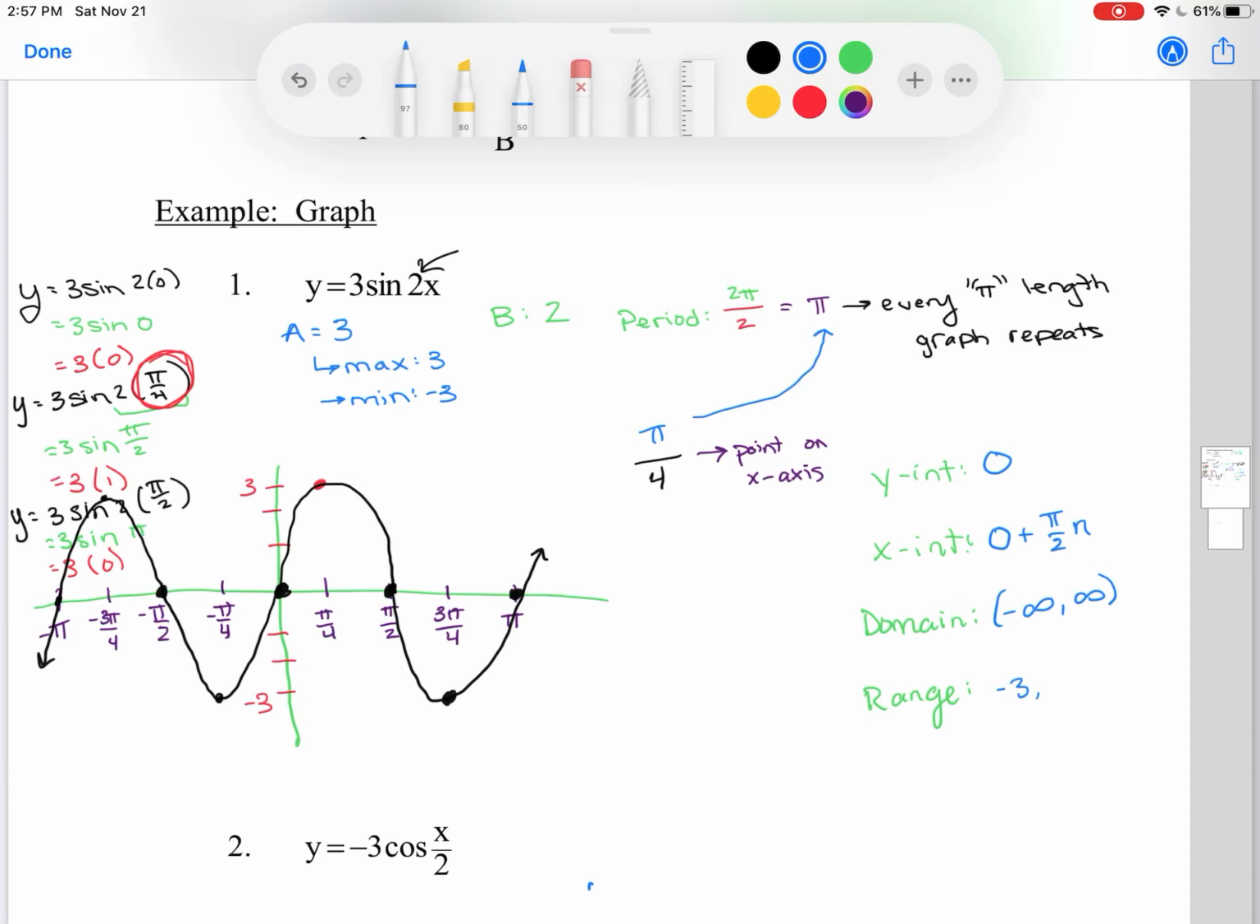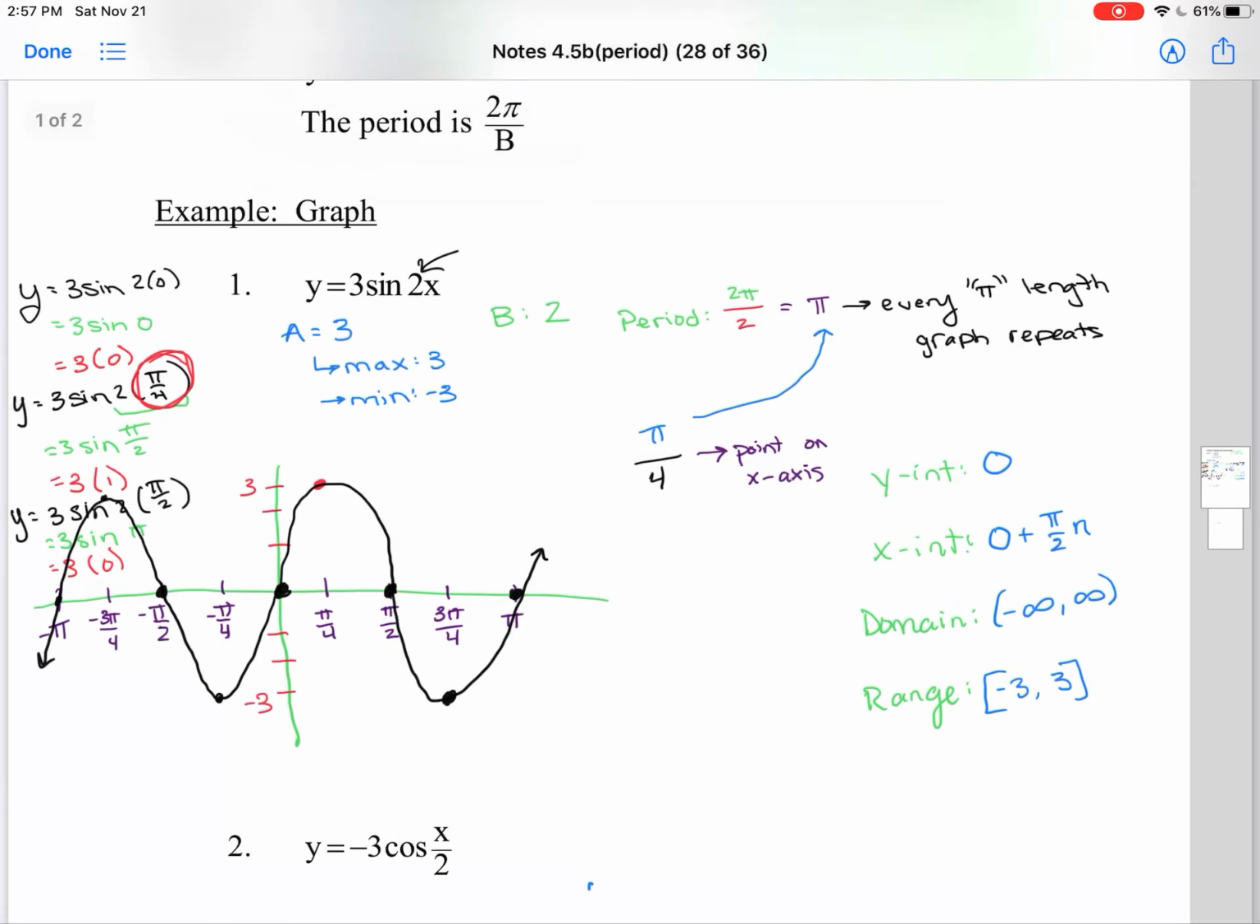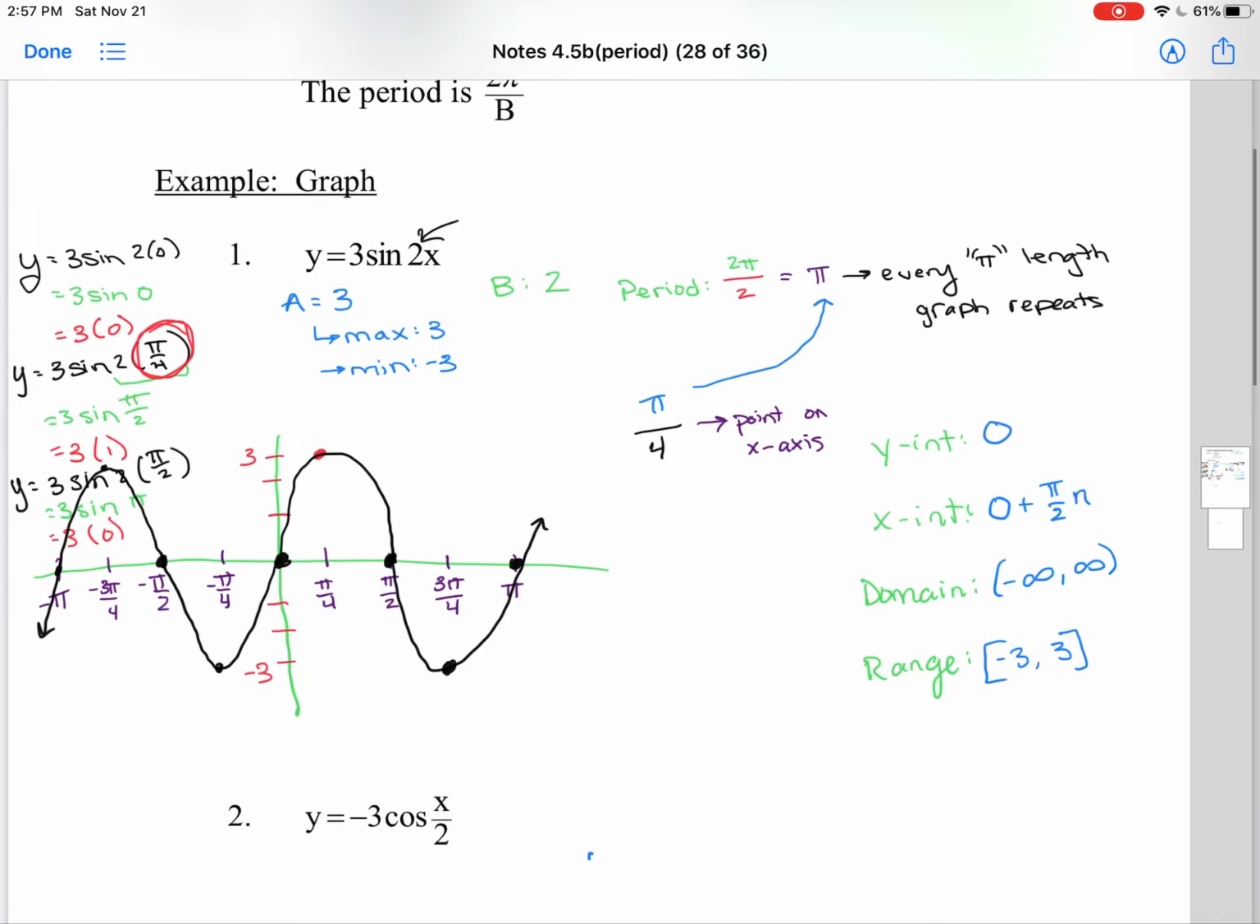Domain from left to right, negative infinity to infinity. You have every single x value you can imagine from left to right. And your range, remember, range is always your amplitude, so we don't have to worry about that 2 for our b value at all. We just need to know that my lowest value was at -3, while my highest value was at +3. And then make sure you put brackets on those for your range.